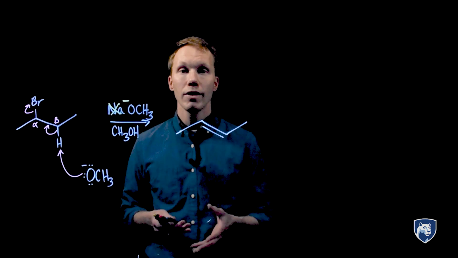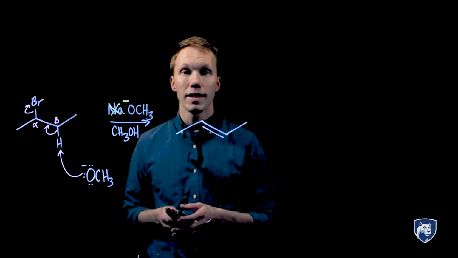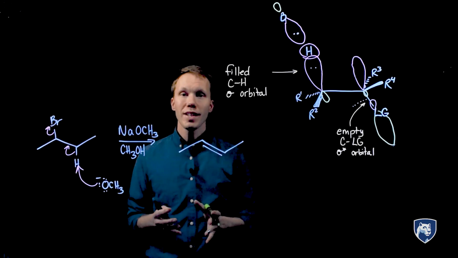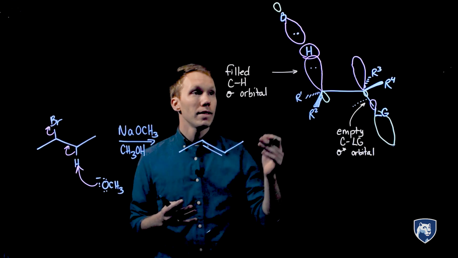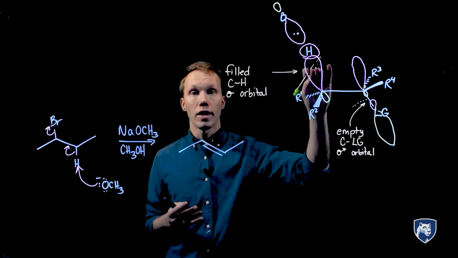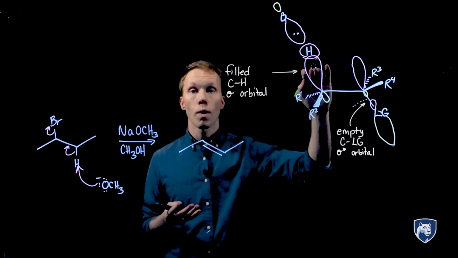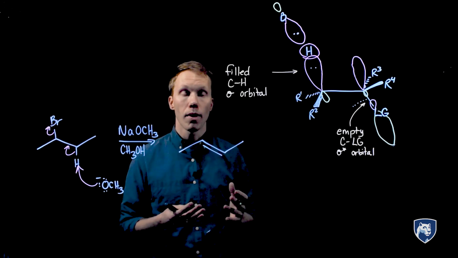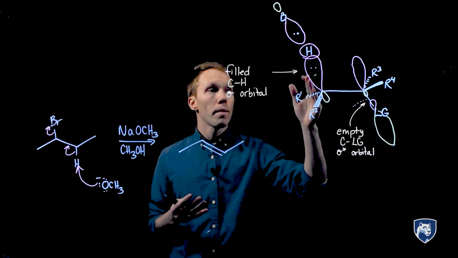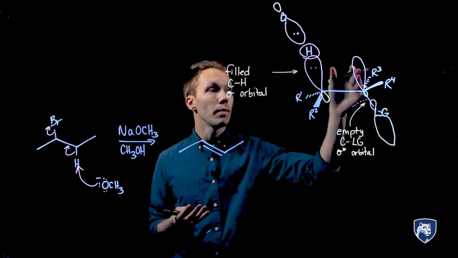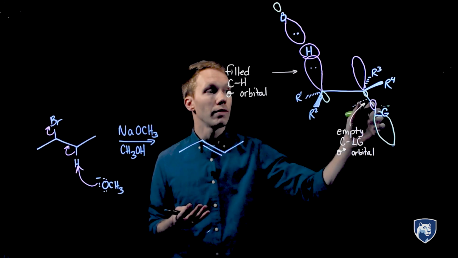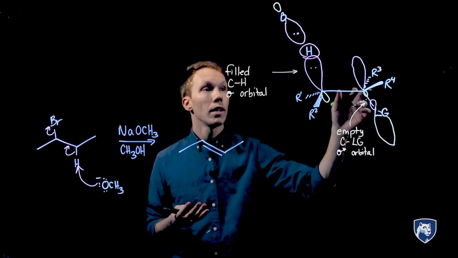Here, we will explore how to predict the stereochemistry of the product in these reactions. To understand the stereoselectivity of this reaction, we must look at the orbitals. The CH bonding electrons are ultimately going to be what forms the pi bond in our alkene product. And in order to form that pi bond, these electrons have to have somewhere to go, and that is into the sigma antibonding orbital of the carbon leaving group bond next door.